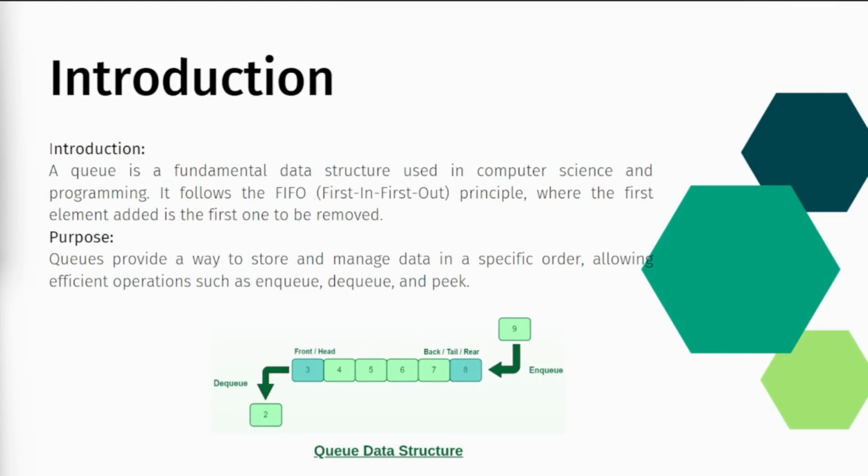Starting with the introduction, a queue is a fundamental data structure used in computer science and programming. It follows the FIFO, first in first out principle, where the first element added is the first one to be removed. A queue provides a way to store and manage data in a specific order, allowing efficient operations such as enqueue, dequeue, and peek.